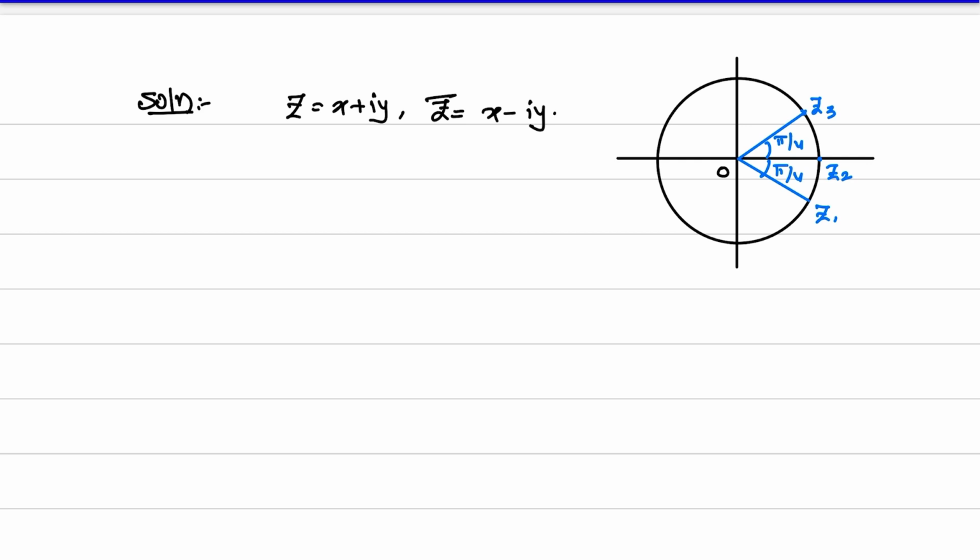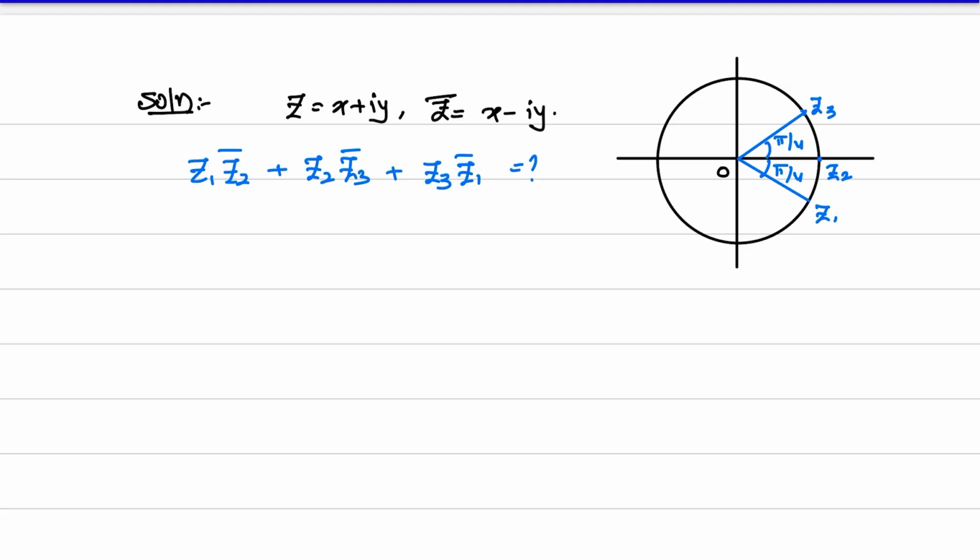That means z1 z2 conjugate plus z2 z3 conjugate plus z3 z1 conjugate will be how much? First you have to find that. Then we can take the modulus and we can solve it without any problem. Modulus square.